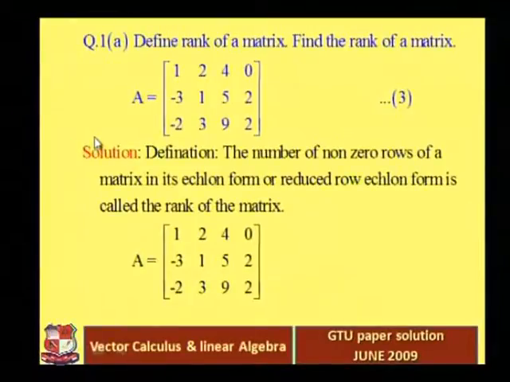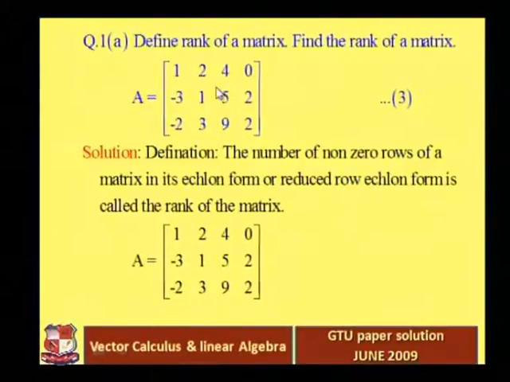Here is the first question, question 1a. Define rank of a matrix. Find the rank of the given matrix A, where A is a 3 cross 4 matrix. The first row is 1 2 4 0, the second row is -3 1 5 2, the third row is -2 3 9 2, right?